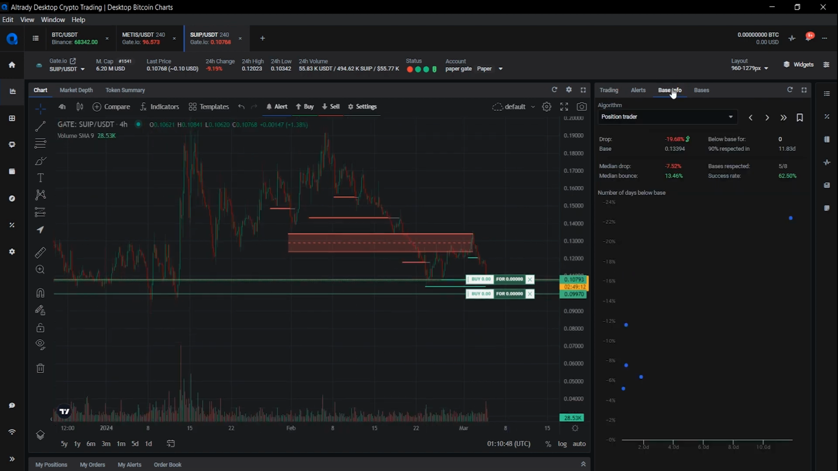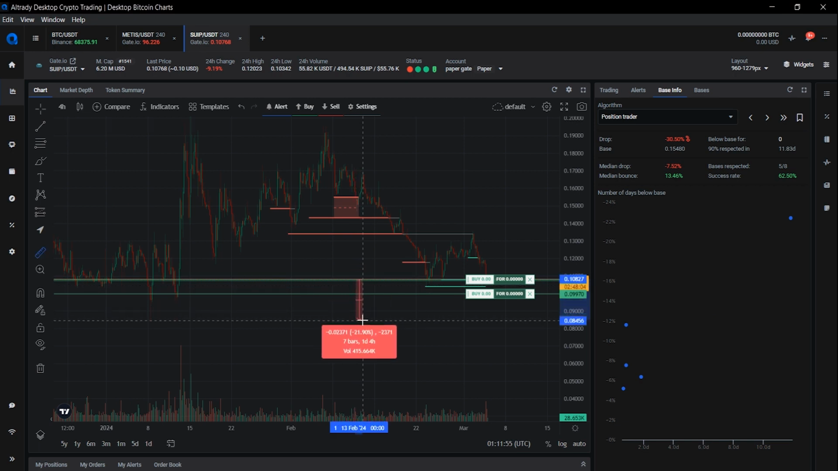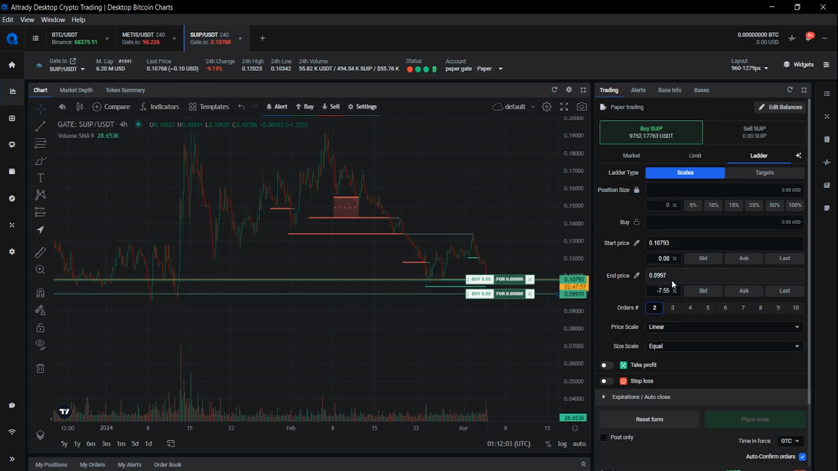Navigating to the base info widget, we backtrack to previous bases using the left arrow, aiming to initiate our ladder order at an active base. By clicking the Start Price dropper and selecting a price just above the current line, we ensure an active entry point. Considering the 30% drop indicated in the base info from the highest base we had, we adjust our laddered order to accommodate potential longer-term moves, setting the end price 30% below the start price accordingly.